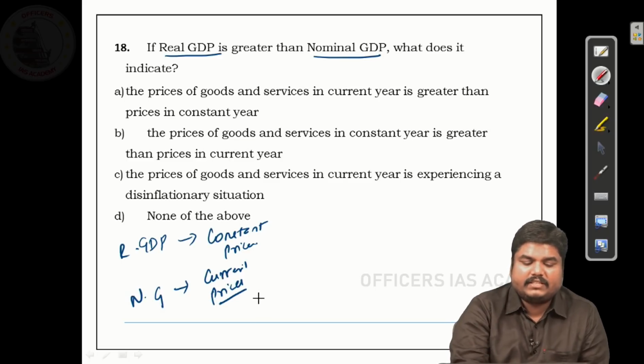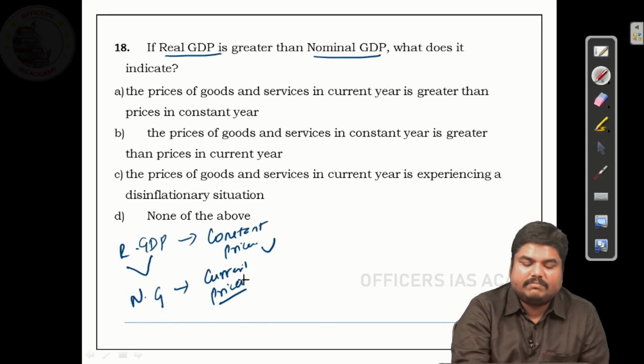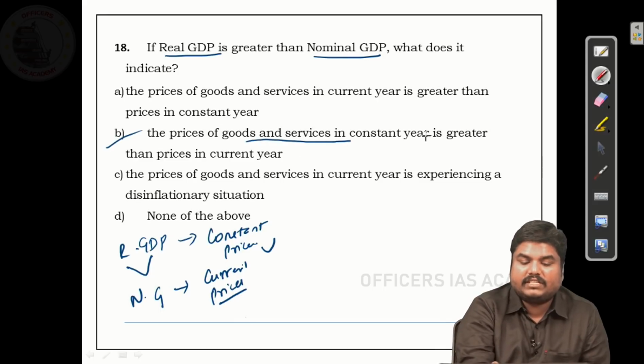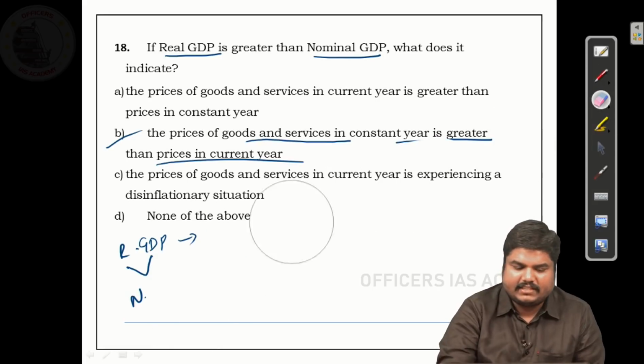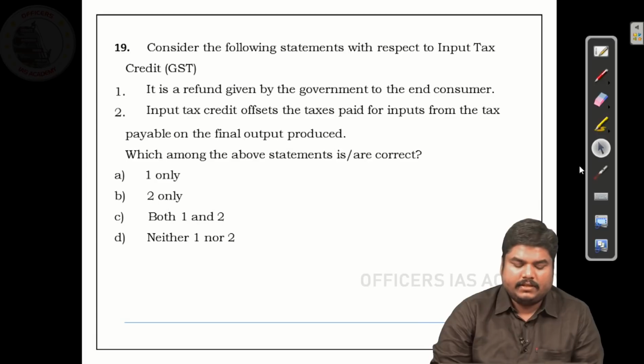If real GDP is greater than nominal GDP, that means the constant price is greater than the current price. So, the answer is going to be B. The price of goods and services in the constant year is greater than the prices in the current year. Answer is going to be B. Question number 19.